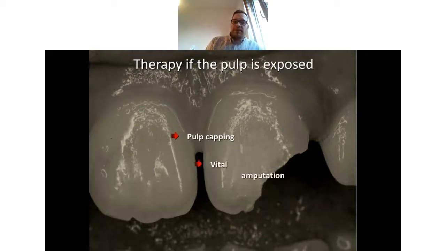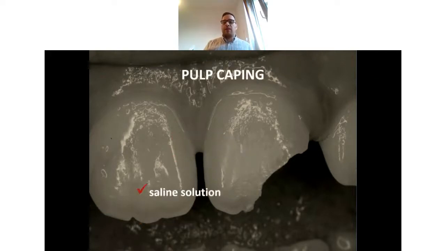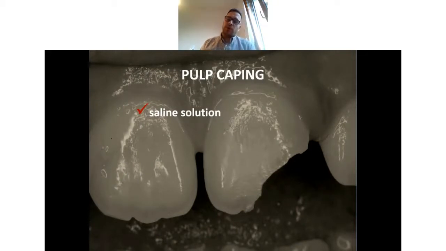If the pulp chamber is exposed, then it's quite a different story, because then you have to do something else. So we have basically 3 options. We can either do pulp capping, or we can do amputation, or we can do complete endo or extirpation of the pulp. So there are not many things that we can do. Why pulp capping? Pulp capping is something that is recommended if the growth of the root is not done.